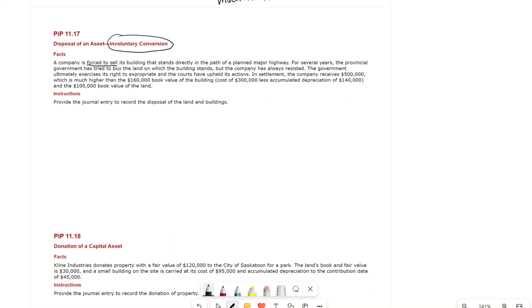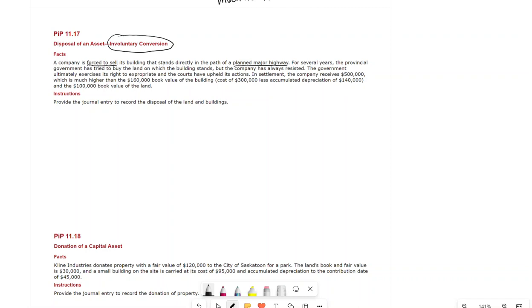Why? Because the building stands directly in the path of a planned major highway. For several years, the provincial government has tried to buy the land on which the building stands, but the company has resisted. The company didn't want to sell it, and now they're forced to. The government ultimately exercised the right to expropriate, and the court has upheld this action.